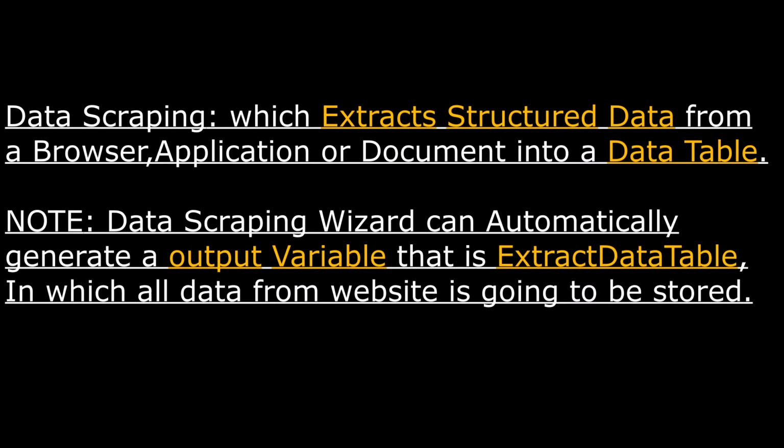Data scraping extracts structured data from a browser, application or a document into a data table. The data scraping wizard can automatically generate an output variable, that is extract data table, in which all data from the website is going to be stored.